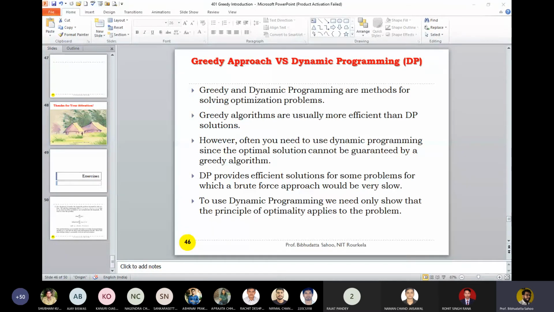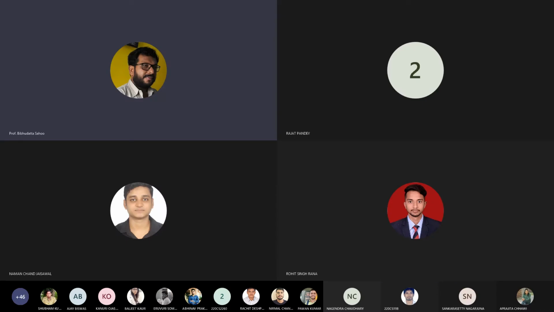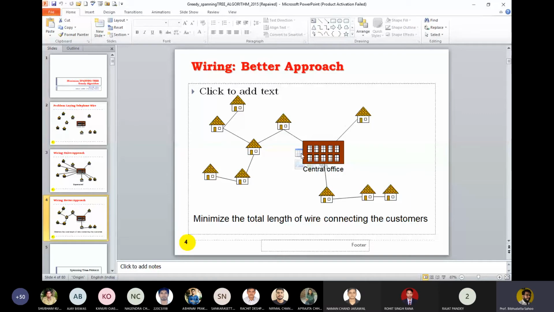Let me talk for maybe a few minutes on the spanning tree. As I say, spanning tree is one of the most important problems. Is the slide visible? Yeah. So here you see the spanning tree problem.